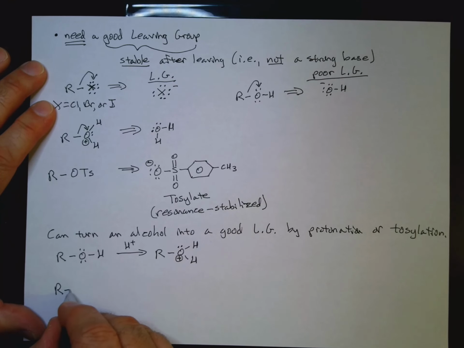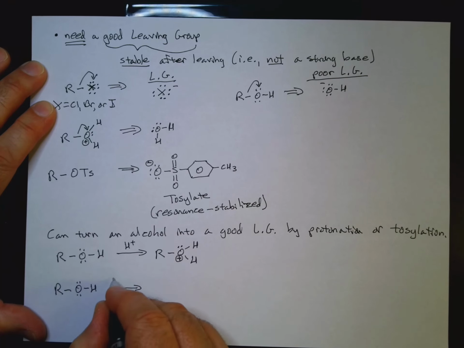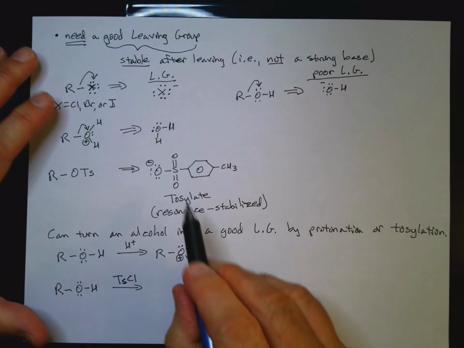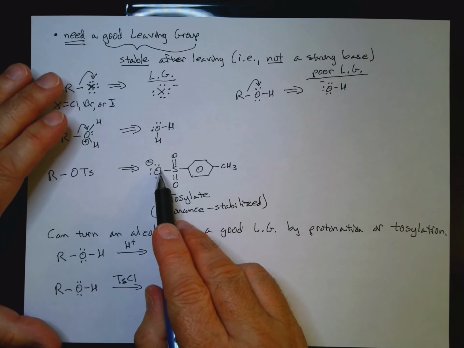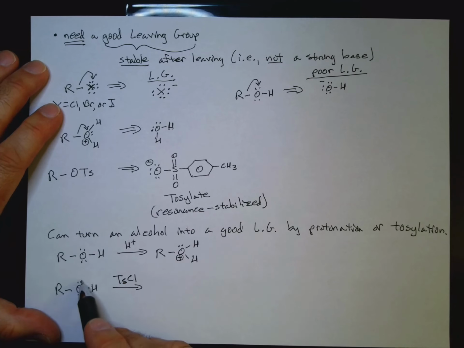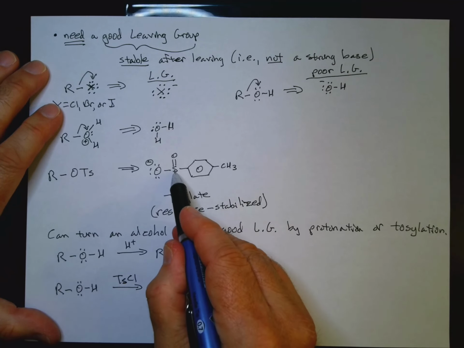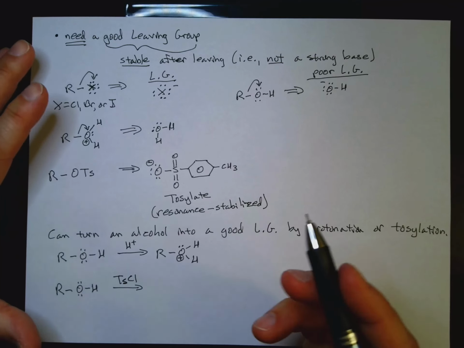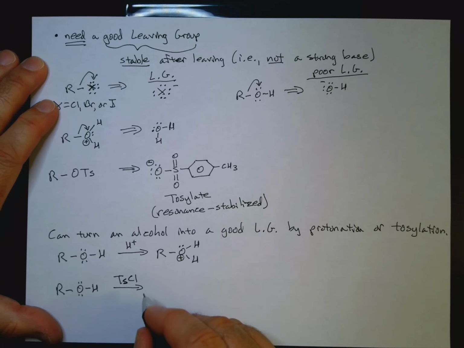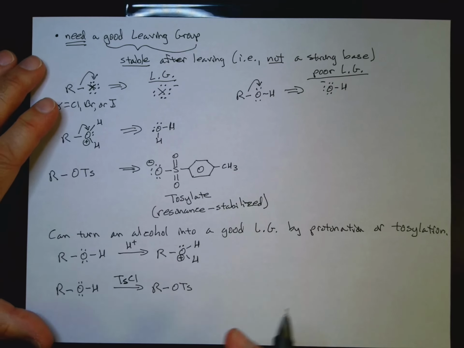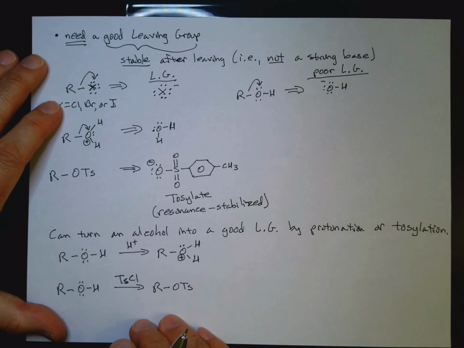With tosylation, I've got ROH, and I'll treat this with TsCl, tosyl chloride, which looks like tosylate, but it has a chlorine instead of this oxygen. And what happens is the oxygen here attacks the sulfur and kicks off the chlorine in a type of substitution reaction, and we get ROTs. Now, why would we want to do that? Well, these may be useful synthetically.